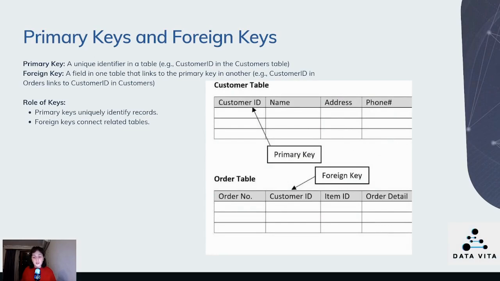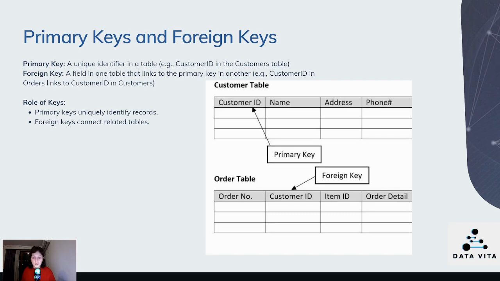Primary keys and foreign keys are essential in building relationships between tables. A primary key is a unique identifier in a table for each record. It ensures that each record, or each row, in the data is distinct. For example, in a customer table, customer ID is distinct. A foreign key is a column in one table that is linked to the primary key in another table. This creates a relationship between the two tables.